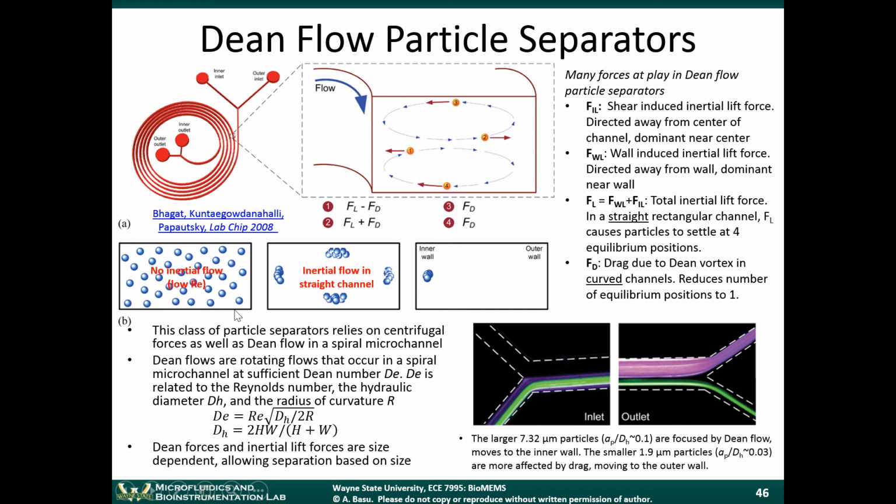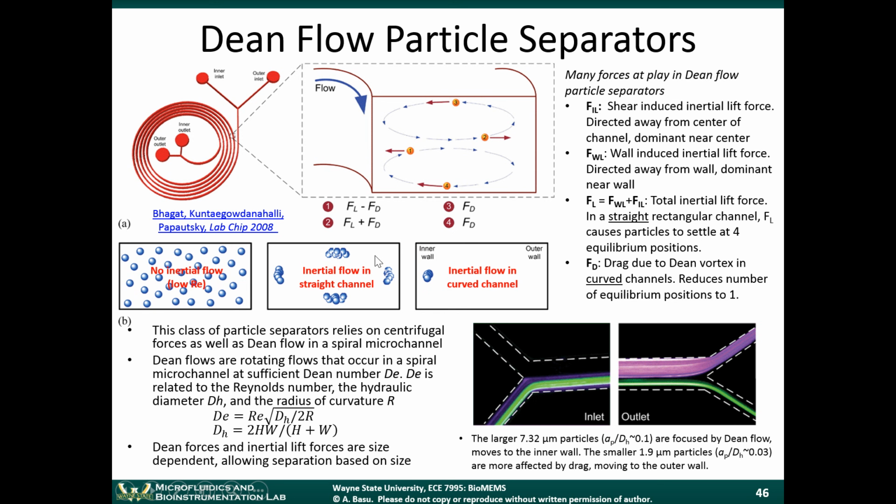All right, so just again, if you have particles in laminar flow, the particles will be randomly distributed through the channel. If you include inertial forces, then the particles will go to four equilibrium positions if the channel is straight. If the channel is curved, then the particles actually aggregate into a single equilibrium position.